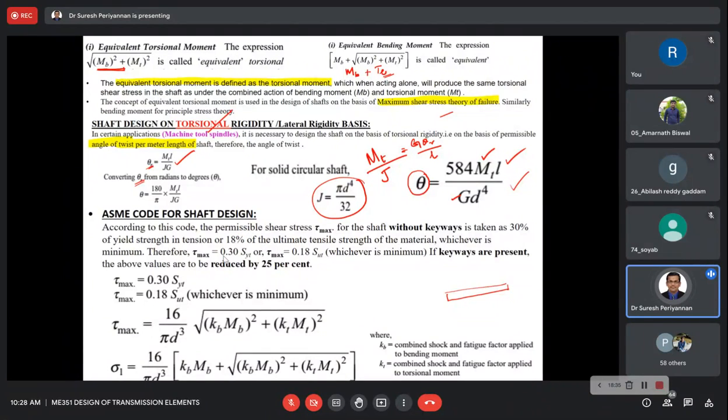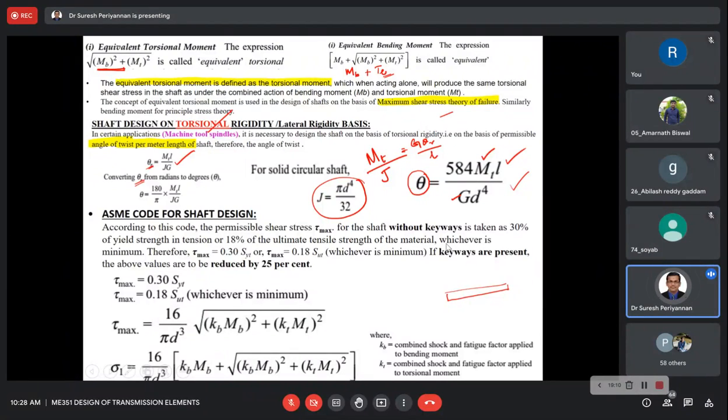According to the ASME code, see here, the permissible shear stress tau max for the shaft without keys. You may ask, sir, without the keys, how can I join the pulleys? Without the keys, we cannot join the pulleys. The pulleys may be welded, or the pulleys may be screwed. But mostly in this chapter we are going to study the case with keys, where the pulley is connected on the shaft with the help of the key. That's why we are considering this parameter.